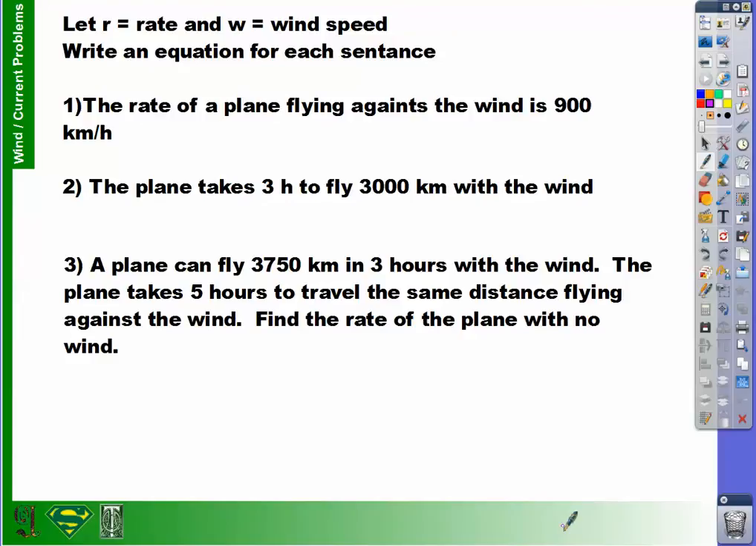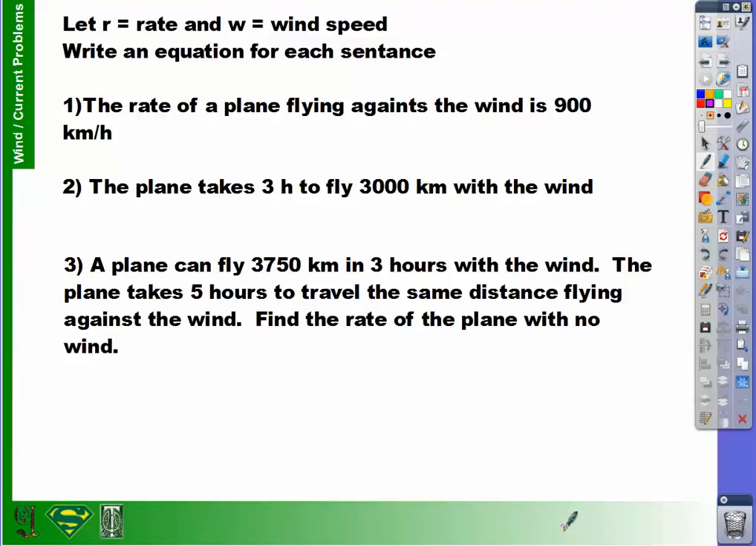We're taking a look at wind and current problems. It's a logical extension from systems of equations problems. Now, the difference here is in a normal system of equation problem, you have the two equations written out for you, and then you have to just solve. Whereas in these problems, you have a word problem that you have to derive the equations from. So let's start with taking a look at how to derive some equations.